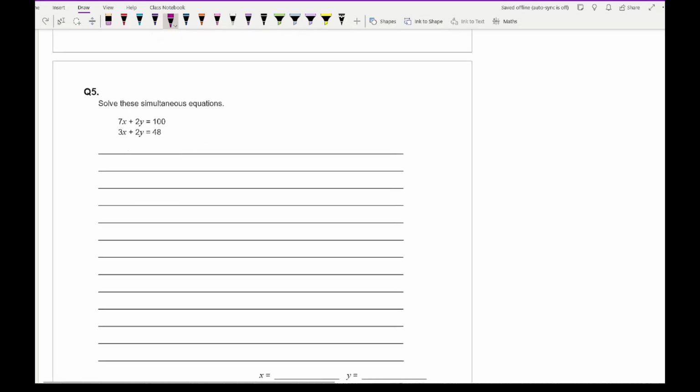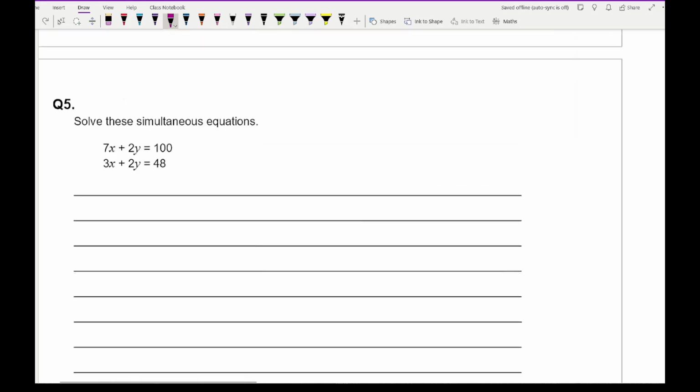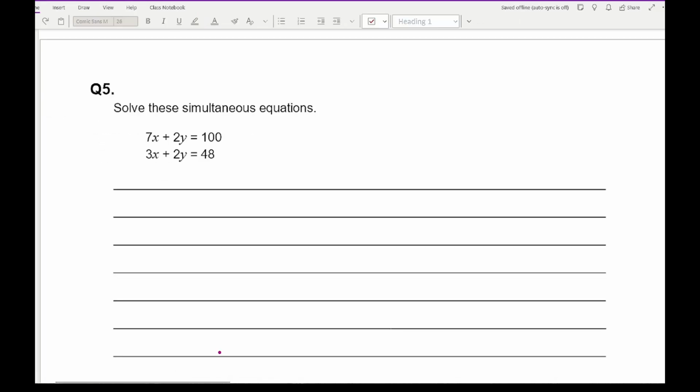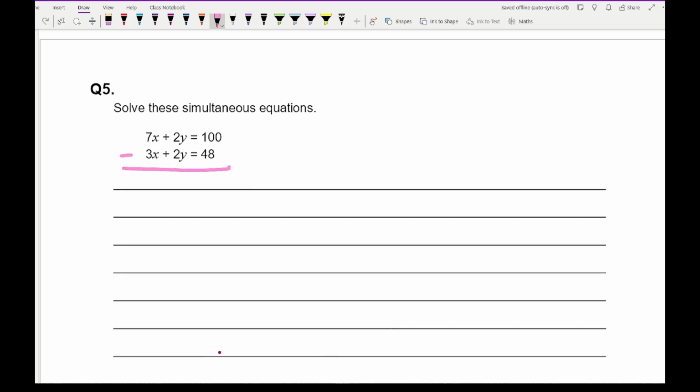Then moving on, let's just zoom in so we can see it a little bit clearer on the screen. So here it says solve these simultaneous equations. Now when solving equations, we want to make sure that one of the letters has the same quantity. As you can see in both these two equations, we've got 2y and they're both positive. So that means we need to take away the two equations from each other. So 7x take away 3x is 4x. The two y's cancel out and we've got 100 take away 48, which gives me an answer of 52.